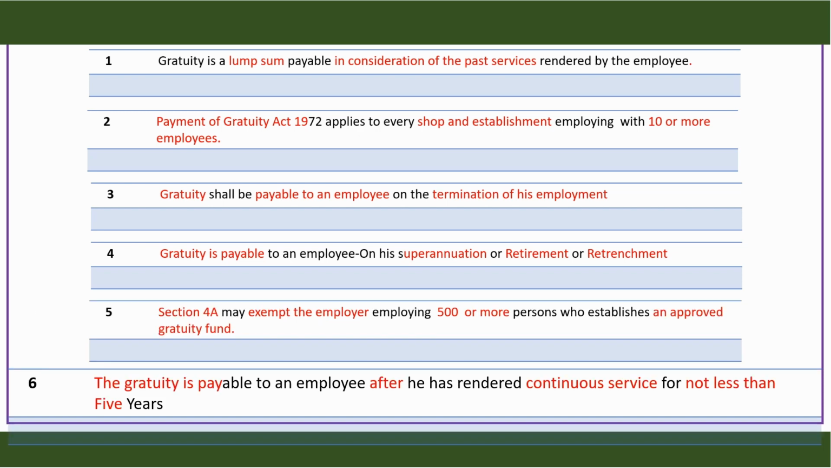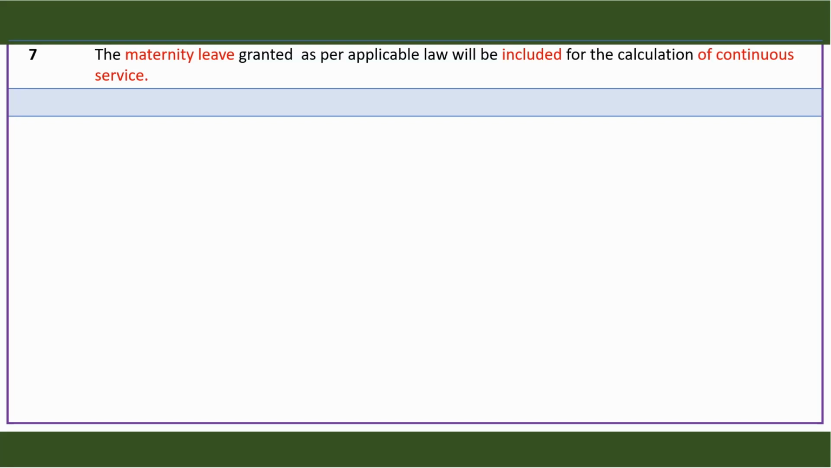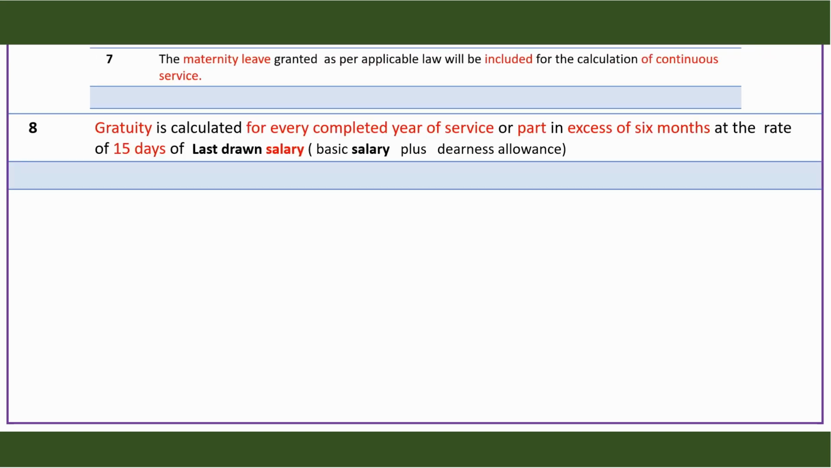In case of gratuity, there is one requirement: a person should have worked for a minimum of 5 years continuously with the employer. In the calculation of continuous service, maternity leave granted is taken as a part of service. Gratuity is calculated for every completed year of service and any part of the years of service in excess of 6 months, at the rate of 15 days of last drawn salary. Salary means basic salary plus dearness allowance.